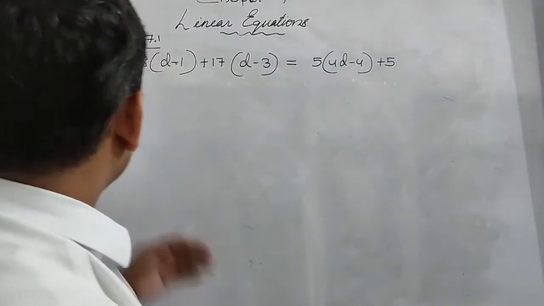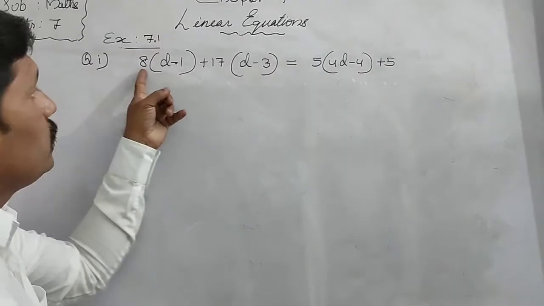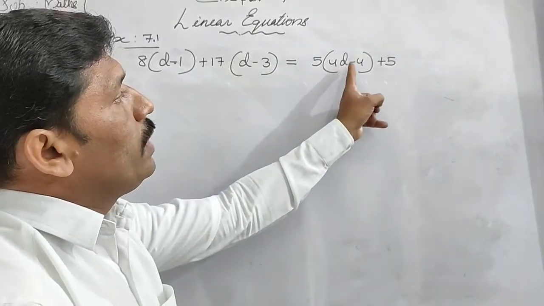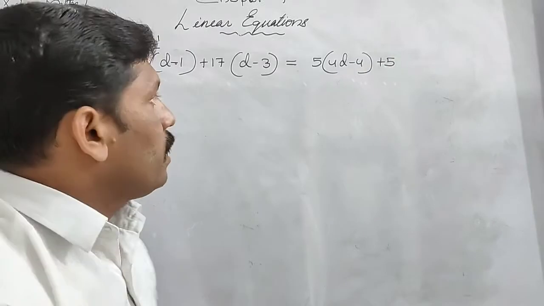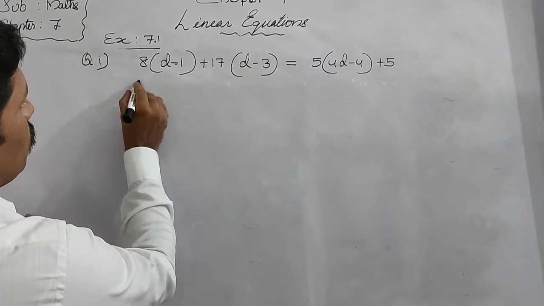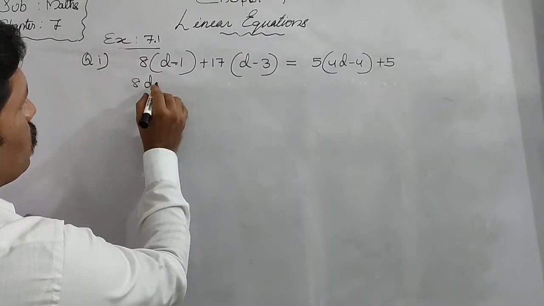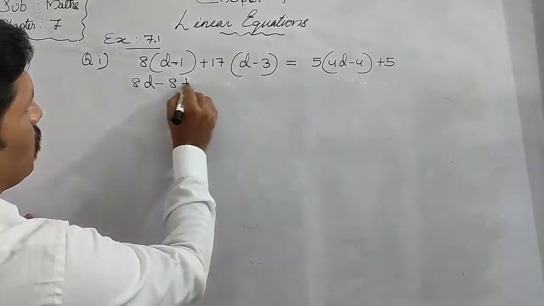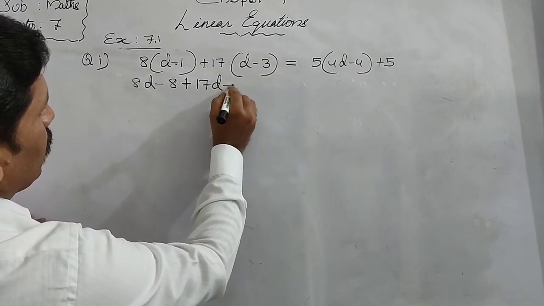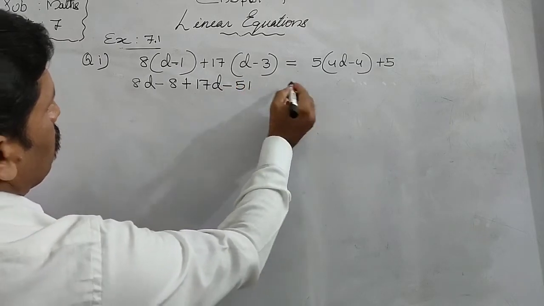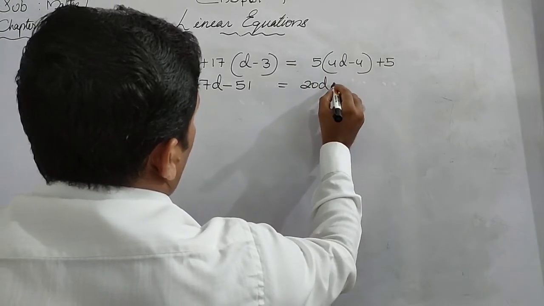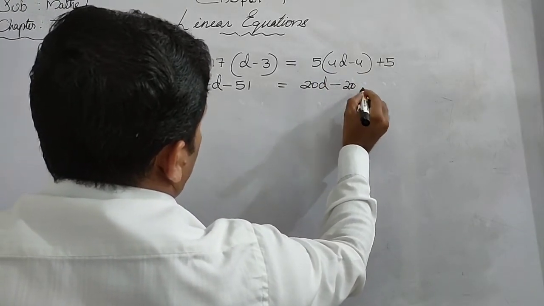Next question, students, question number I, that is 8 into (d minus 1) plus 17 into (d minus 3) is equal to 5 into (4d minus 4) plus 5. What is written inside the bracket, that we have to solve first. 8 into d is equal to 8d, 8 into minus 1 is equal to minus 8, and plus 17 into d is equal to 17d, and 17 into negative 3 is equal to negative 51, 17 threes are 51. That is equal to 5 into 4d is equal to 20d, 5 into negative 4 is equal to minus 20, plus 5.